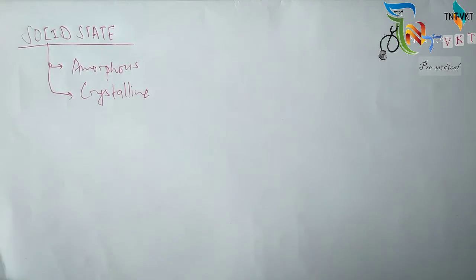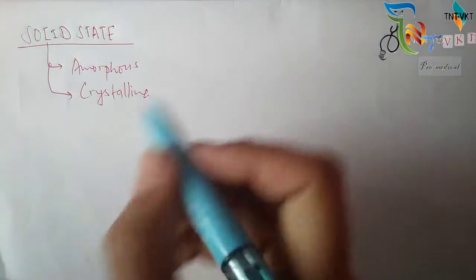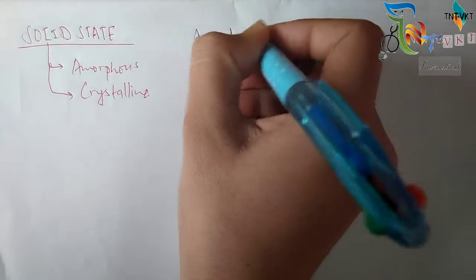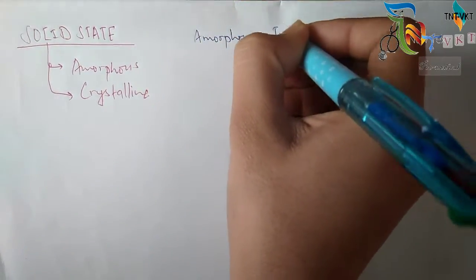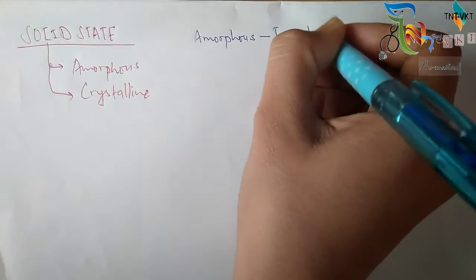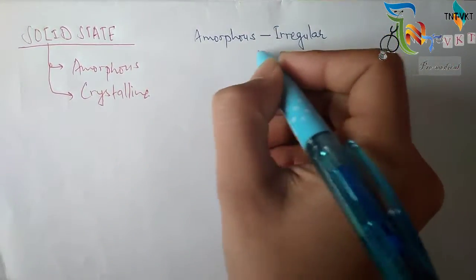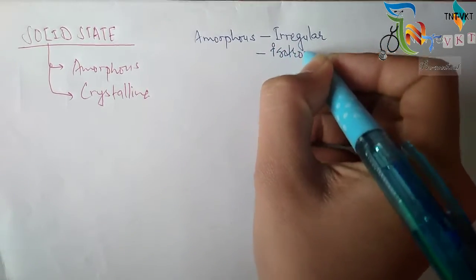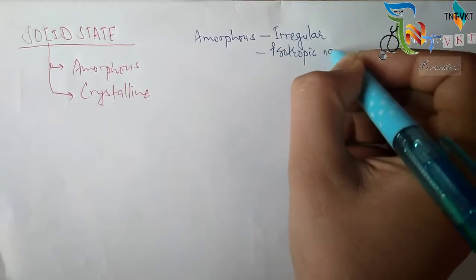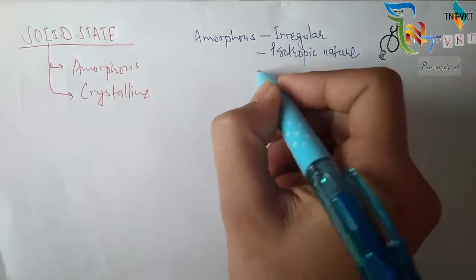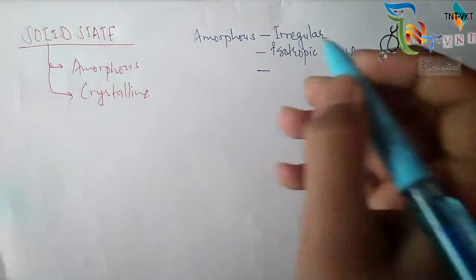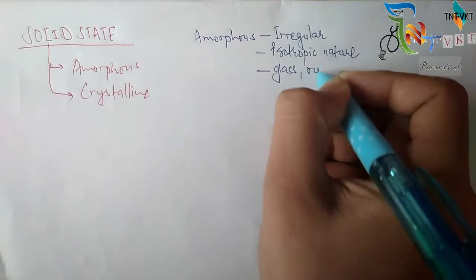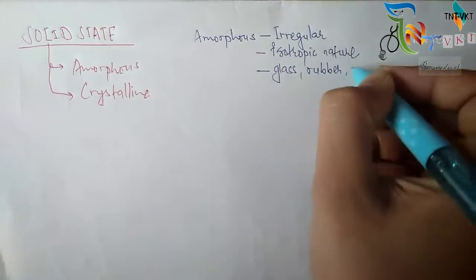Let's start with the differences. Amorphous solids are irregular. They do not have their geometrical shape. Similarly, isotropic nature. This means their property is same from every angle. Examples are glass, rubber, plastic, etc.